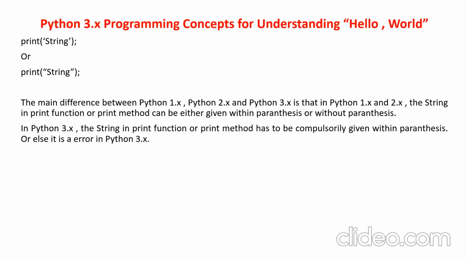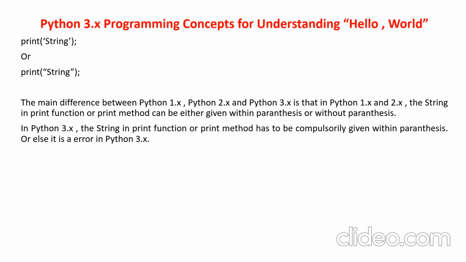A similar diagram can be applied to Python 3.x, but one compulsory thing is that the strings, whether within single quotes or double quotes, have to be placed within parentheses. If you are not giving parentheses and you use Python 3.x based shell programs or interpreters, you will surely get an error. Parentheses are not compulsory in 1.x and 2.x, whereas they are compulsory in 3.x, or else you'll get an error. That is what I'm trying to convey here.